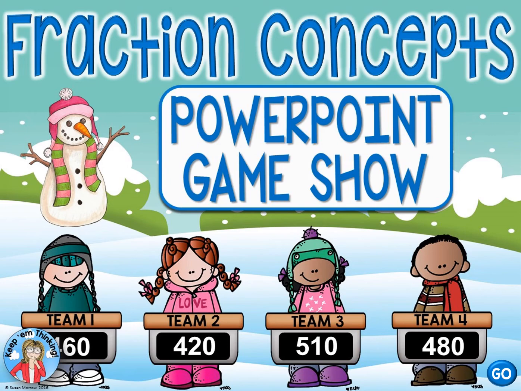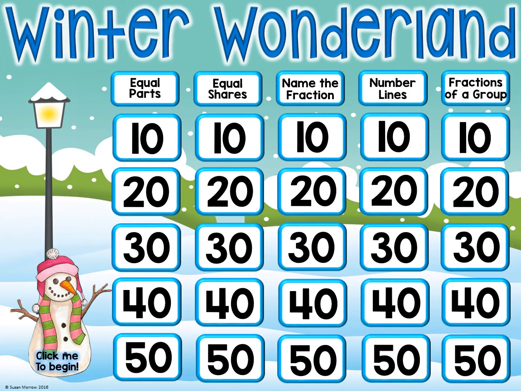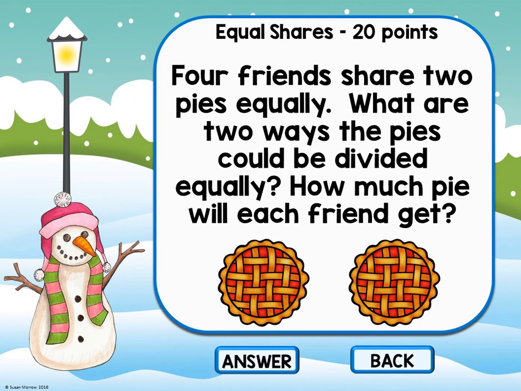We're going to now practice with a fraction PowerPoint problem. I'll give you a minute to answer, and then you'll come up with an answer. Number 1 says, 4 friends share 2 pies equally. What are 2 ways the pies could be divided equally? How much pie will each friend get?